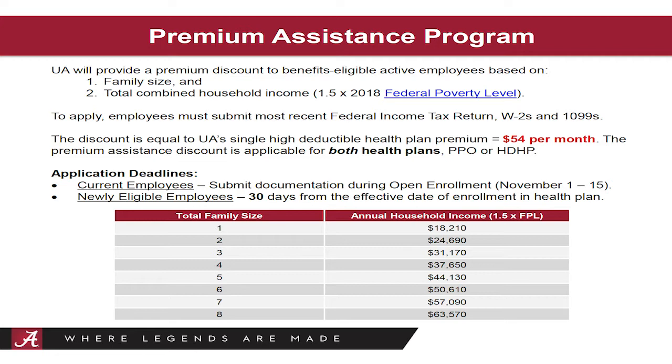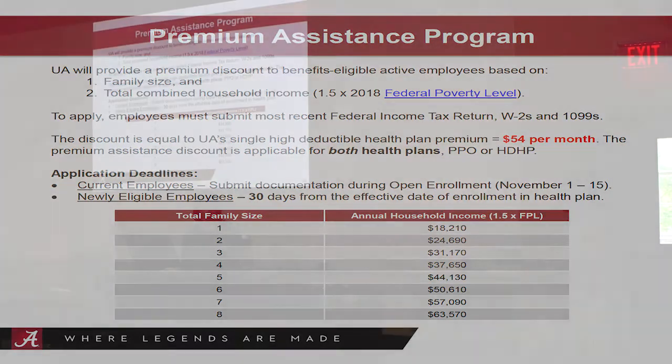That $54 premium is equal to a single high-deductible health plan premium. So if a person is enrolled in a single high-deductible health care plan, that premium is $54 per month. So hypothetically, if they're a family household of one and their annual household income falls below $18,210, then they have the potential of having that premium discounted to be free, because it's a $54 premium and a $54 discount. Current employees will submit that documentation during open enrollment, and newly eligible employees can submit it within 30 days of their effective date of enrollment in the healthcare plan.